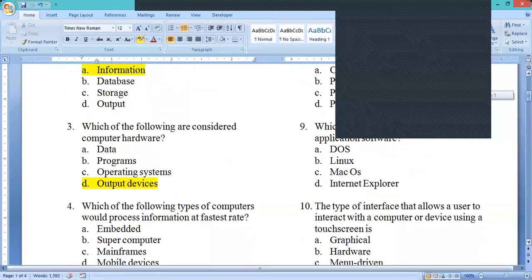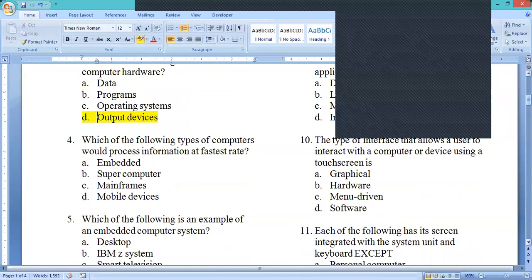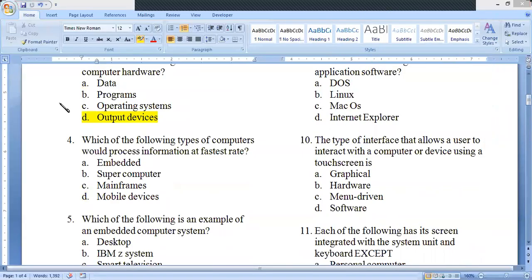All right. Number 4. Which of the following types of computers would process information at the fastest rate? Supercomputer. Very good. All right, so when we were doing types of computer systems, let me just pause here for a minute. Types of computer systems. So we have 1, 2, 3, 4 right here. Which one is missing? So we have embedded, super, mainframe, mobile. One is missing from what we learned.